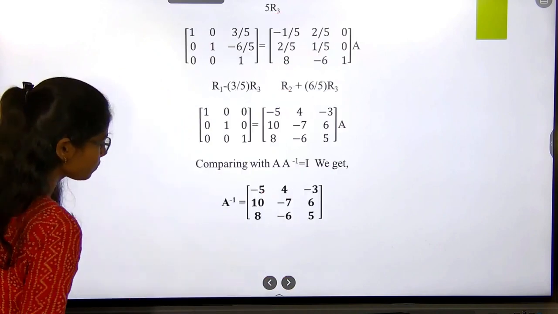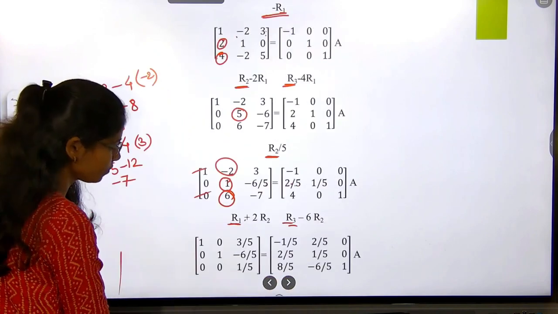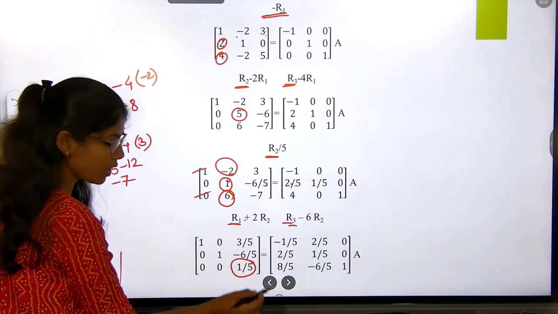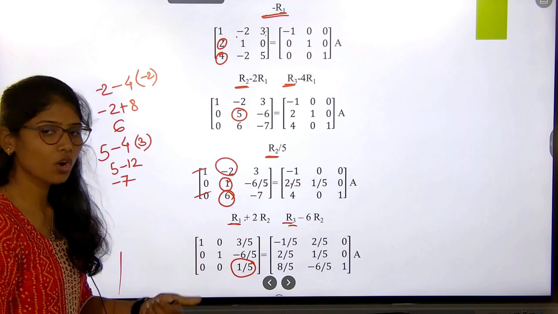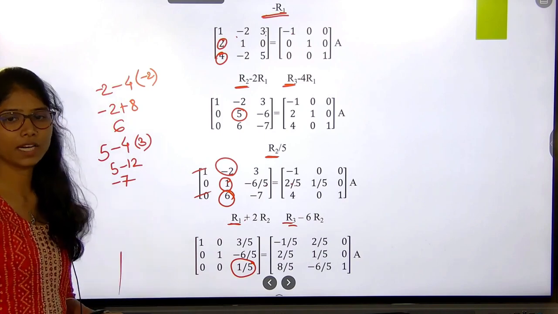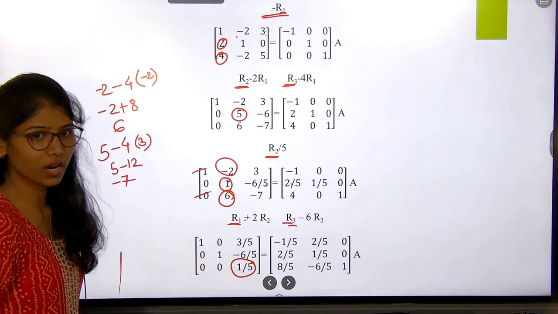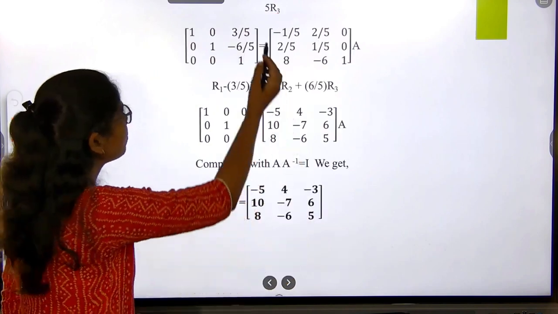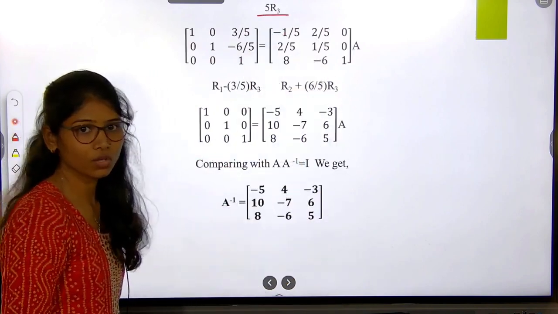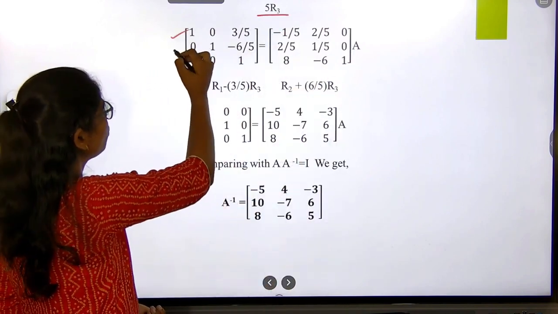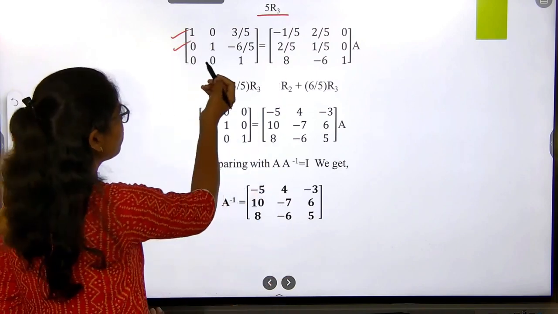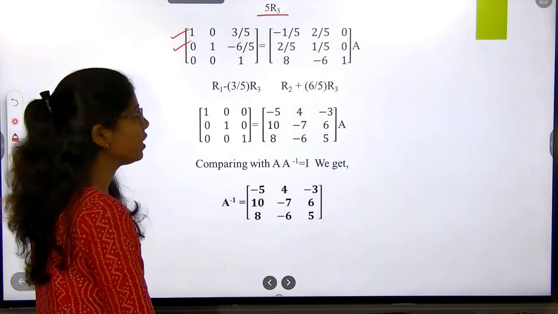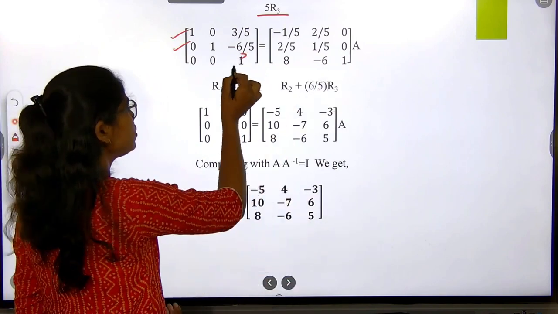Now we have to make this 1 upon 5 as 1. For that we use row operations. After multiplying R3 by 5, we will get 1 here. So multiply R3 by 5. R1 and R2 stay as they are, just multiply the whole R3 by 5. So we get 0, 0, 1, 8, minus 6, 1. After that, this is your 1.